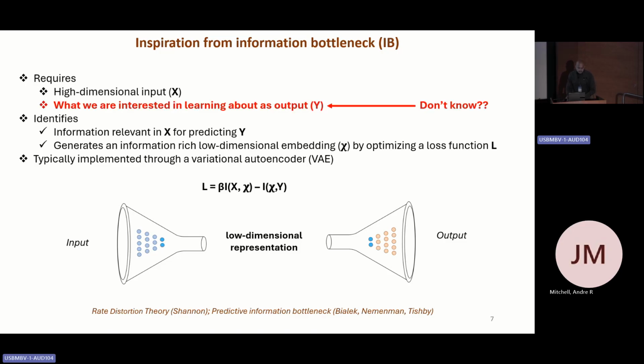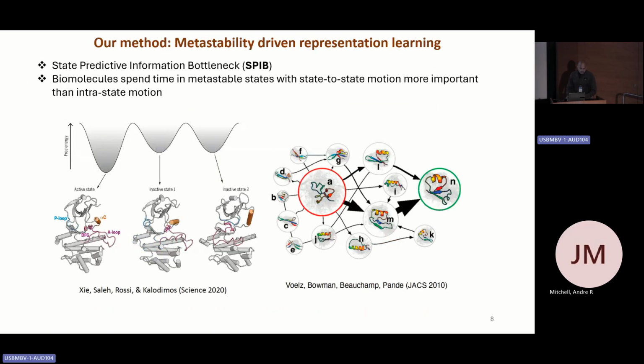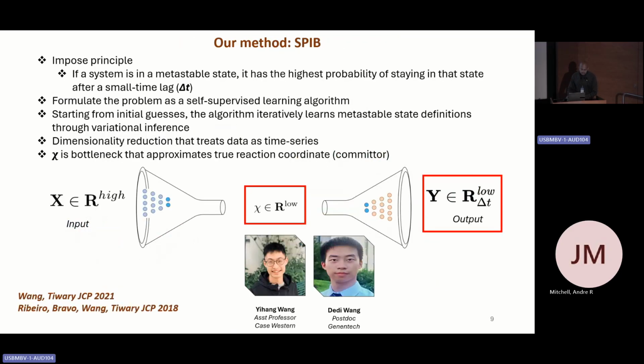In information bottleneck, we need to know what we are interested in learning about in the output. Typically, we don't know that. For biomolecular systems, this is related to the metastable state that we are interested in. So here we propose our method, which is metastability-driven representation learning. Our method is called state predictive information bottleneck, where we recognize that biomolecules spend time in different metastable states, and their state-to-state transition is more important. Here we impose a mathematical principle that if a system is in a metastable state, it has the highest probability of staying in that state after a small time lag.